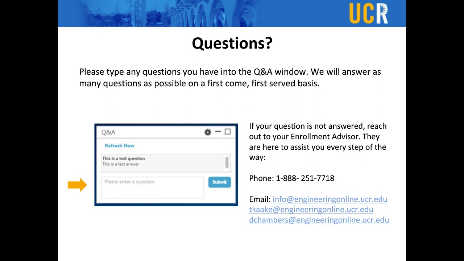A few questions about the GRE. Is the GRE required? Generally speaking, the GRE is required. If you have passed the Fundamentals of Engineering or the Professional Engineering exam, you do not need to take the GRE. If you've taken the GRE and your score is over 5 years old, you'll need to take the GRE again.